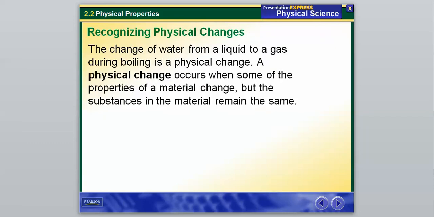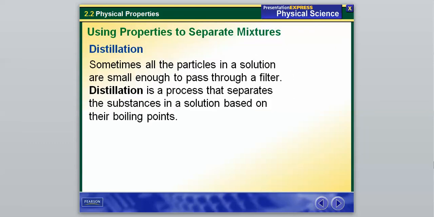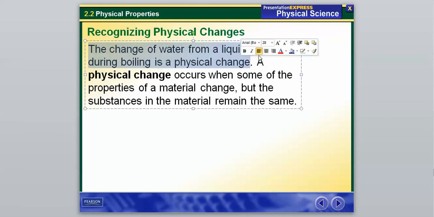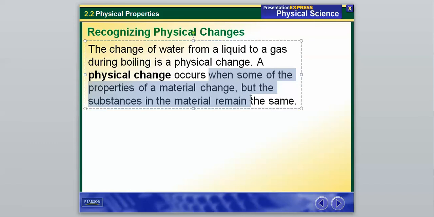Okay, so I think that's all about distillation. Now we're wrapping up physical changes, how we can actually tell when a physical change occurs, because we've talked about physical properties now. The change of water from liquid to a gas during boiling is what we call a physical change, and this occurs when some of the properties of the material change, but the substances in the material remain the same. So that is a physical change. I would definitely make sure I wrote this down. It occurs when some of the properties of a material change, but the substances in the material remain the same.